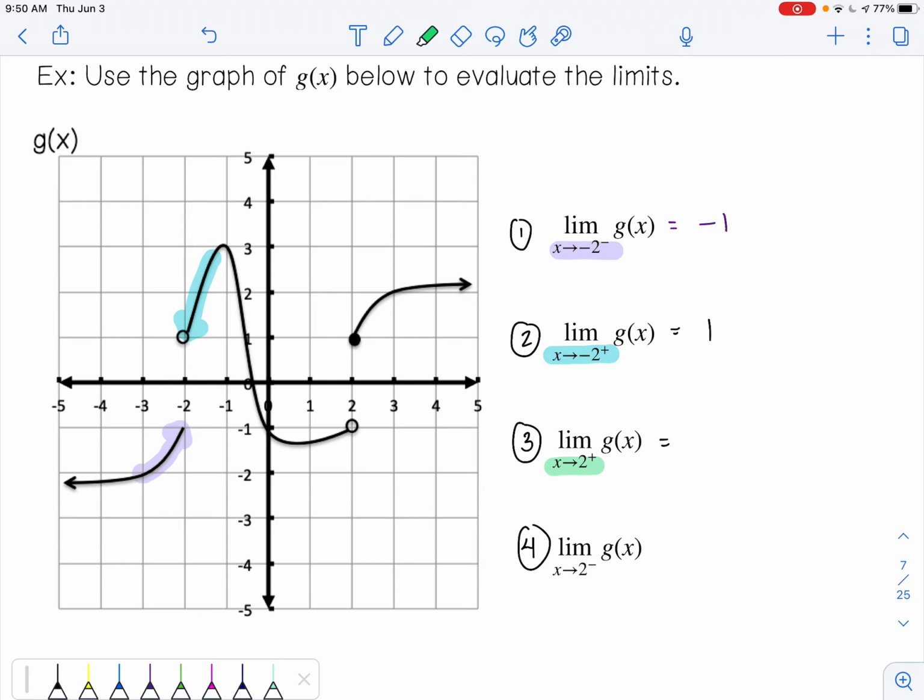Now as we approach positive 2 from the right, starting on the right side of 2 and coming towards 2, we're approaching a y value of 1. And then as we approach 2 from the left, we're approaching that y value of negative 1. It's just paying attention.